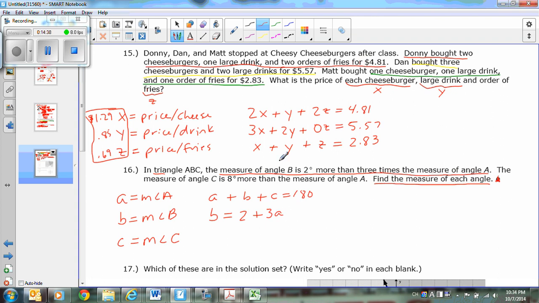And then the third equation will come from the next sentence that says the measure of angle C is 8 more than the measure of angle A. So the measure of angle C is represented by little c, and that is equal to 8 more than, so I'm going to say 8 plus the measure of angle A. Little a is used to represent the measure of angle A.